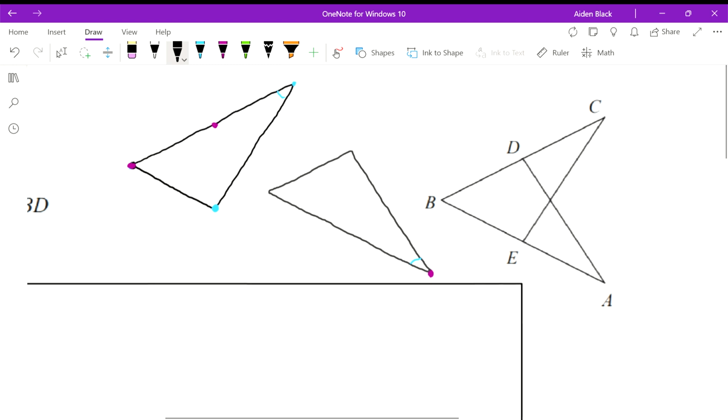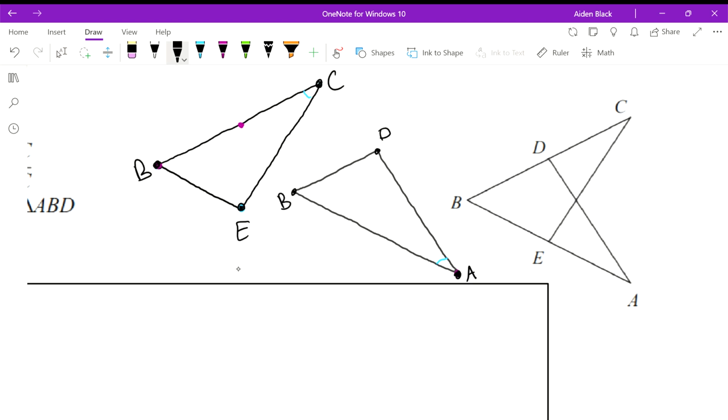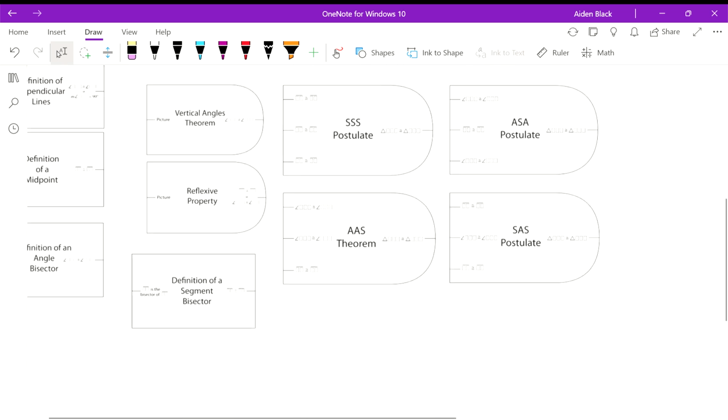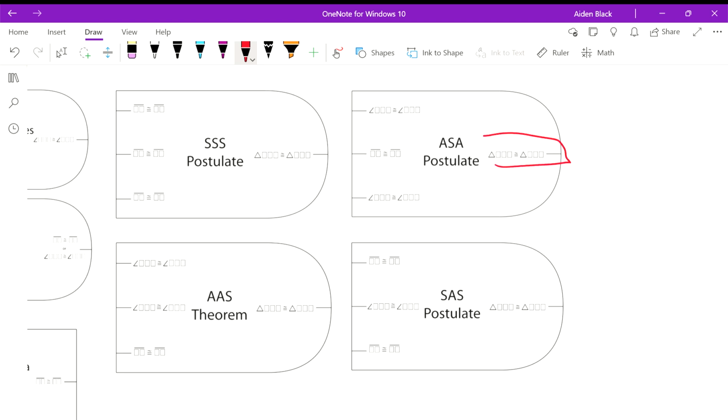the congruencies. So this point would be D, this point would be B, this is A, this point here is E, this point is C, and this point again is B. So we know that BC, that's right here, maybe I'll do it in red, BC is congruent to AB. So now we have, just off the given, two angles that are congruent and two side lengths that are congruent. Now if you look at these blocks, right, this is what we want to end with. Triangle blank blank blank is congruent to triangle blank blank blank.